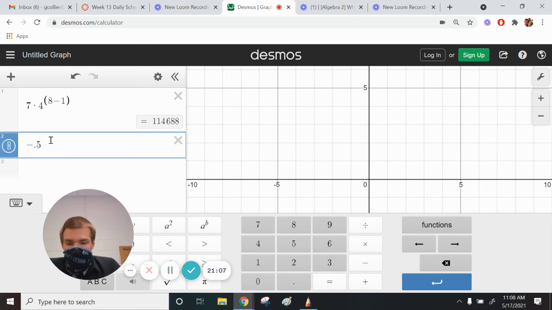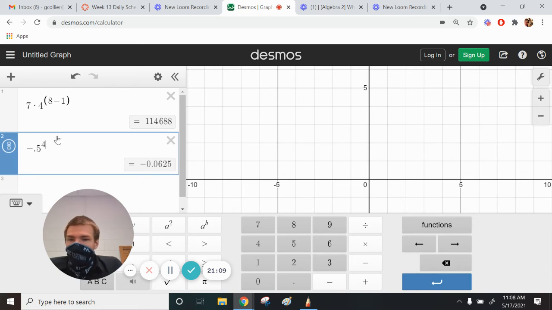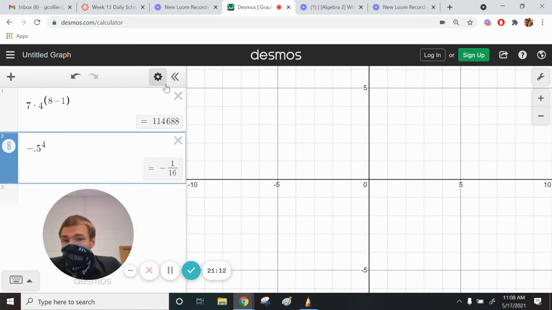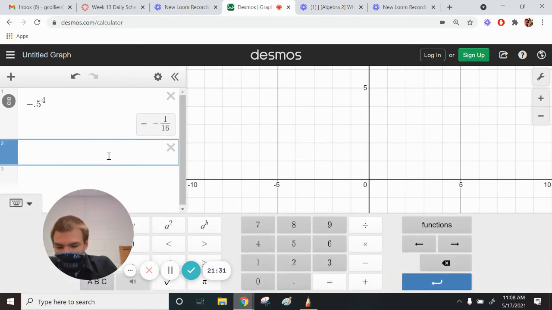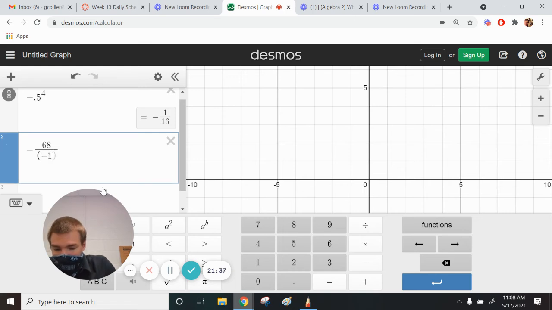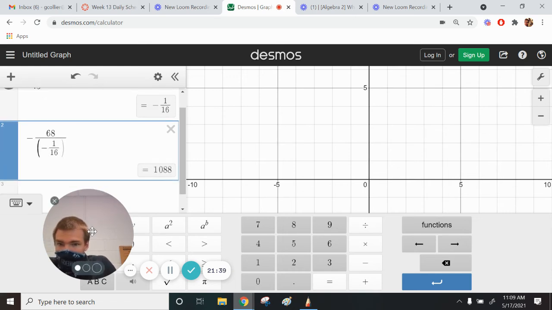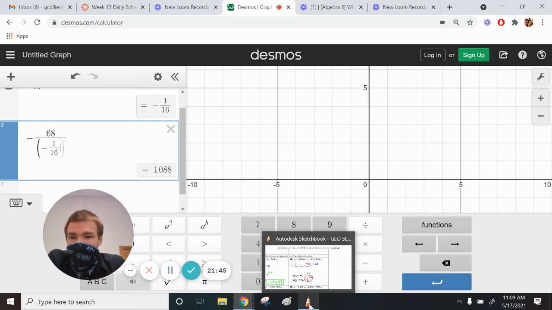In the question, it says it at the top. -1/2 to the power of 4 is 1/16. And then if this is 1/16, we need to divide that over to this side. So that would be -68 divided by 1/16. And the answer should be 1,088.